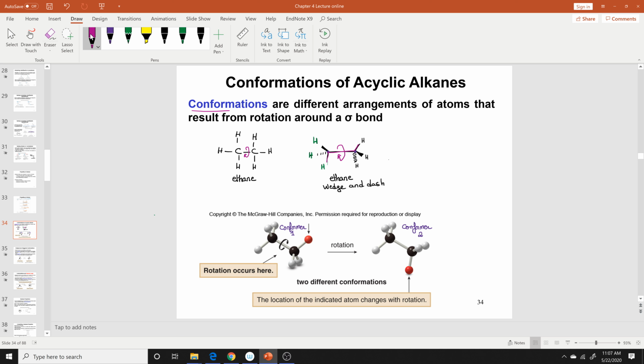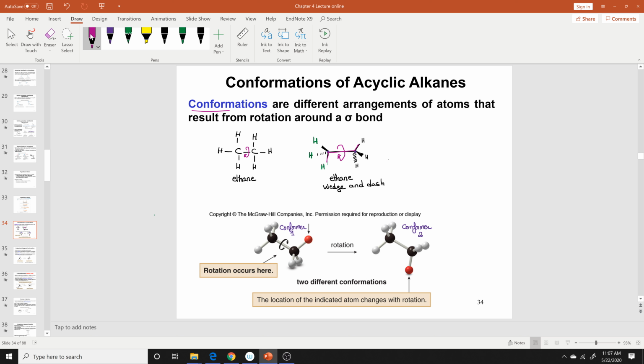The easiest way normally to see these types of conformations is to look at the model set. So up next, I have a small video for you to watch with a model set of ethane where we rotate around the carbon-carbon bond, so we can see the different conformations.